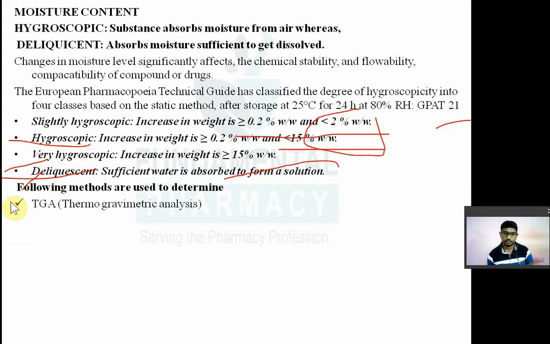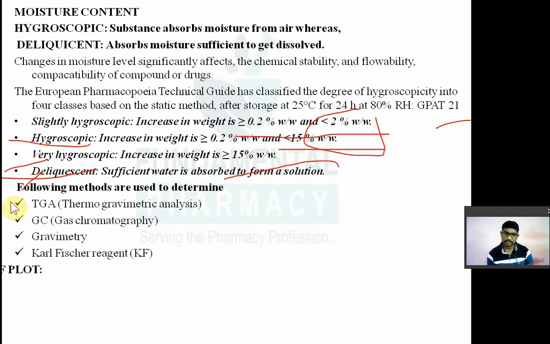So first method, thermogravimetric analysis. Second method, gas chromatography. Third method is the gravimetric analysis. Fourth method is the Karl Fischer reagent. So you have to remember these methods used for measuring the moisture content. कितने मेथड है? चार मेथड है. थर्मोग्राविमेट्रिक एनालिसिस, गैस क्रोमेटोग्राफी, देन ग्रेविमेट्री, आईआर स्पेक्ट्रोस्कोपी और कर्ल फिशर reagent.